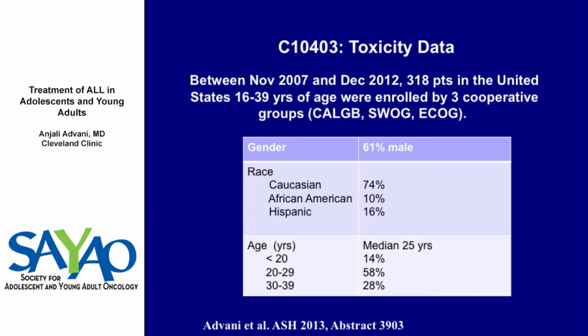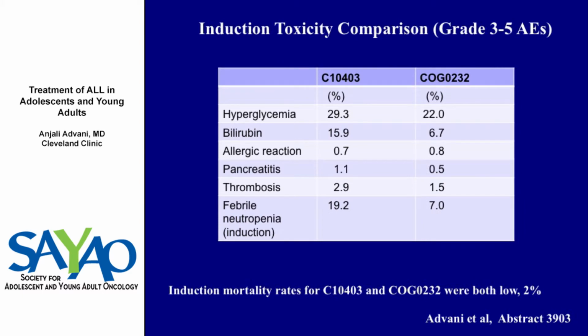In this trial, the majority of patients were Caucasian, although about 26% were either African American or Hispanic. The majority of patients, so about 58%, were in the 20 to 29 years of age group. So again, only about 28% were in this older age group, 30 to 39 years of age. So that's important to note because that potentially may affect some of our results here.